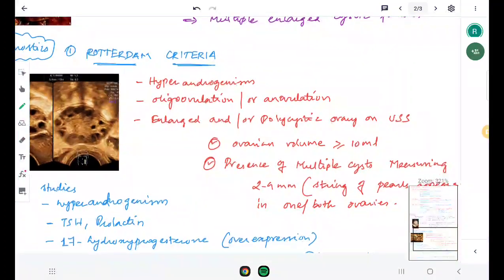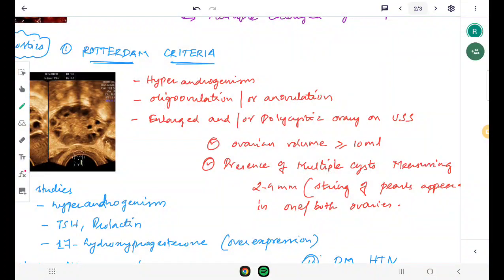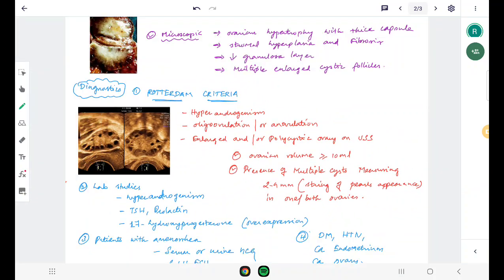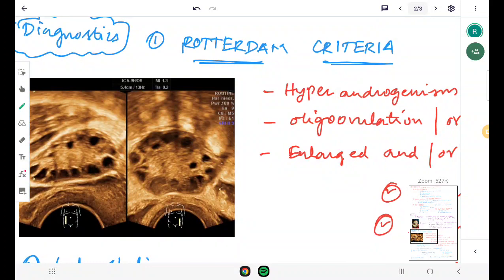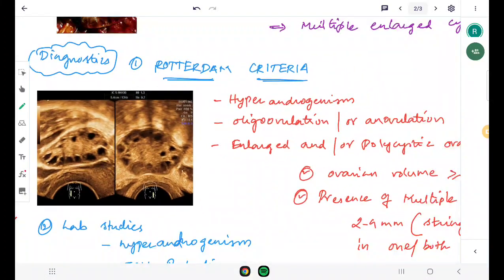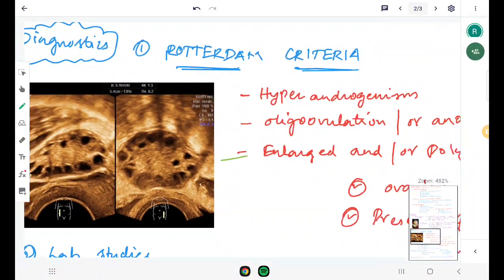Coming to the ultrasound findings of PCOS, you can find that the ovarian volume is greater than or equal to 10 milliliters, and you find the presence of multiple cysts measuring around 2 to 9 millimeters, which appear like a string of pearls. So this is an ultrasound picture of PCOS, for instance. This is how you find the PCOS ovary in ultrasound, right?